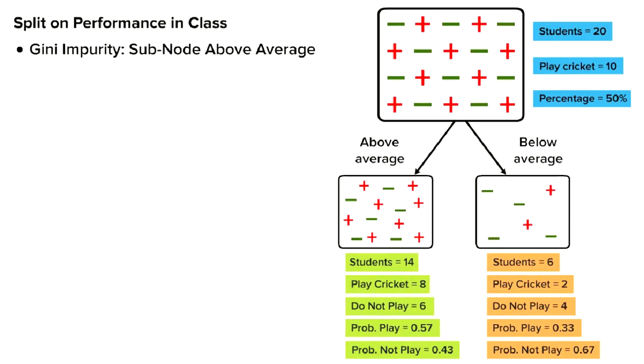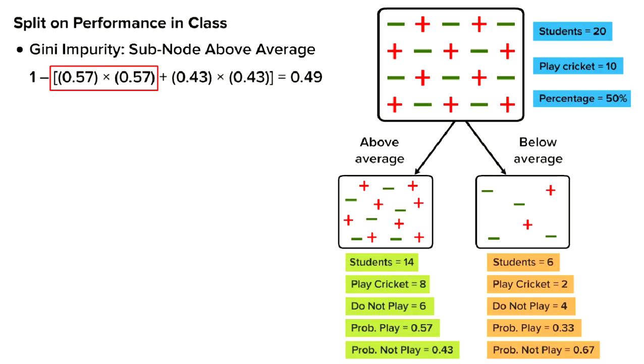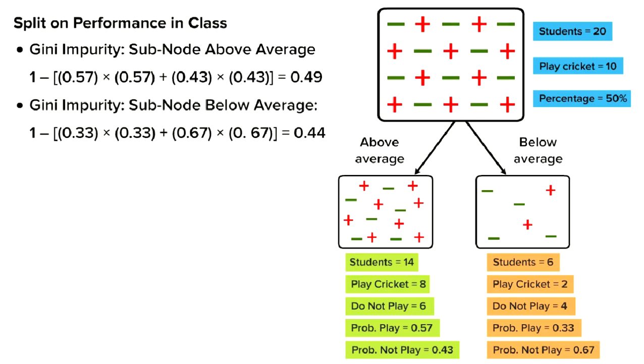Let's now calculate the Gini impurity for the sub-node above average. It will be 1 minus the square of the probability of success for each category, which is 0.57 for playing cricket and 0.43 for not playing cricket. So after calculation, the Gini impurity will come around 0.49 for this above average node. Similarly, we will calculate the Gini impurity for the below average node. It will come around to be 0.44.